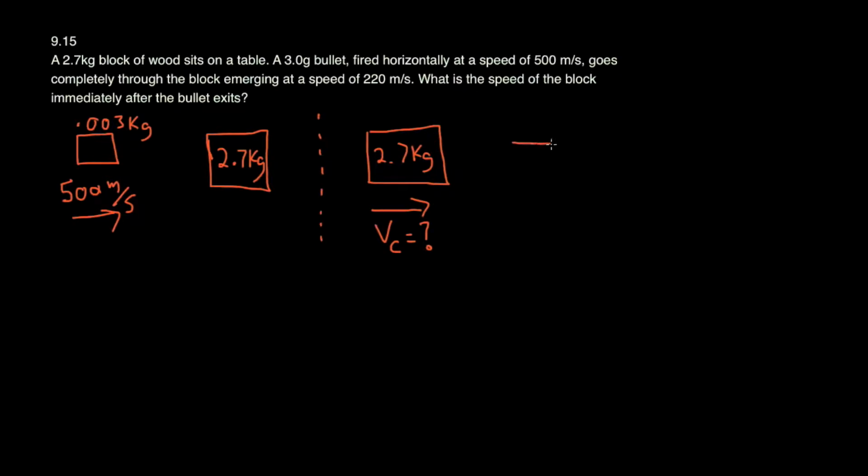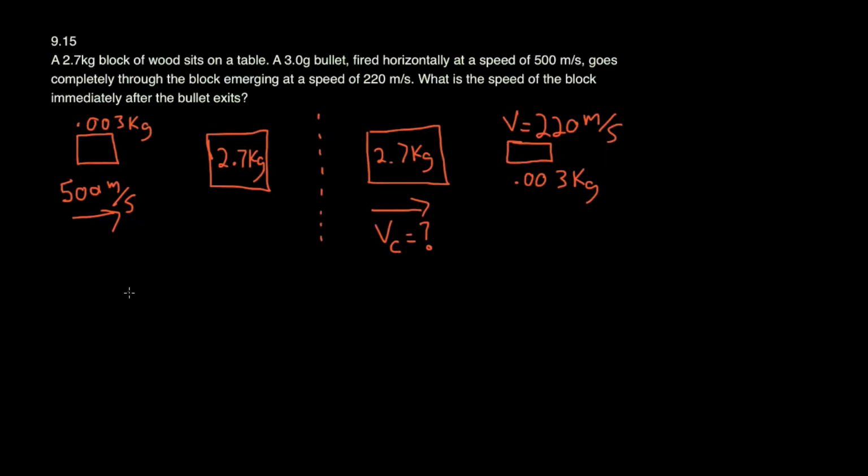Okay, so then we have a bullet emerging on the other side, and we're told that speed is equal to 220 meters per second. And it still has a mass of 0.003 kilograms. Okay, so now all this is a conservation of momentum problem, right? We have the bullet, which is going to give so much momentum to the block, and it's going to cause the block to start moving.